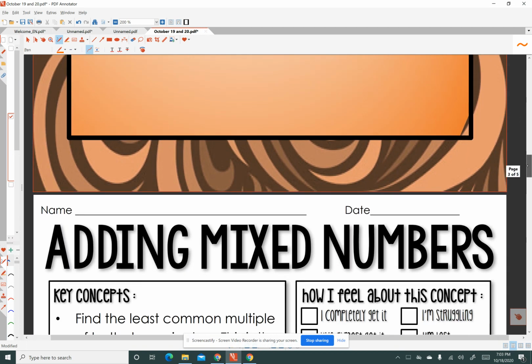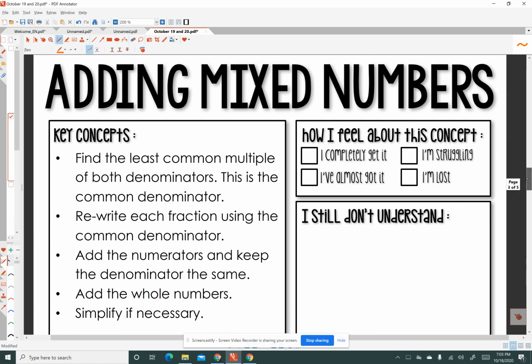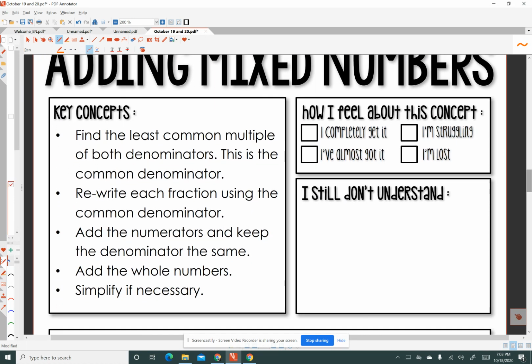So we're going to talk about adding mixed numbers. And the steps we're going to go through are finding the least common multiple of both denominators. We've done that a little bit. And that will be our new common denominator. We will rewrite each fraction using this new common denominator. Then we will add the numerators and keep the denominator, and we'll add the whole numbers. And if necessary, we will simplify.